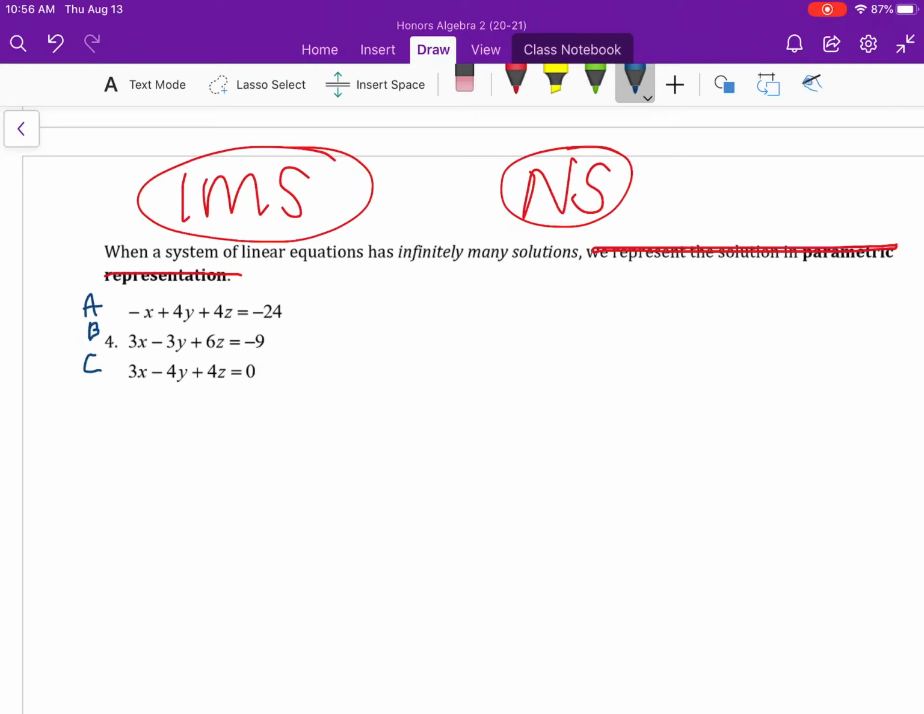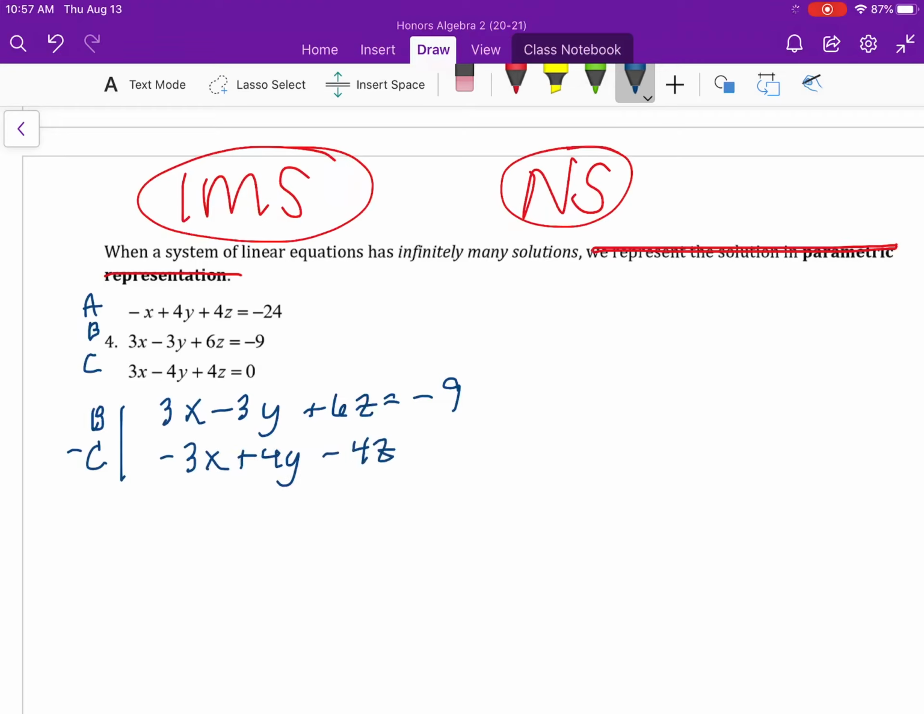So again, we're going to call them A, B, and C. I'm going to decide a variable to get rid of, and by that I mean a variable to eliminate. So let's say I decide to eliminate x's. Those look good. What if I take B and add it to negative C? So 3x minus 3y plus 6z equals negative 9. And I'm going to make all of these the opposite. I'm going to eliminate x. So I'm going to get y plus 2z equals negative 9.